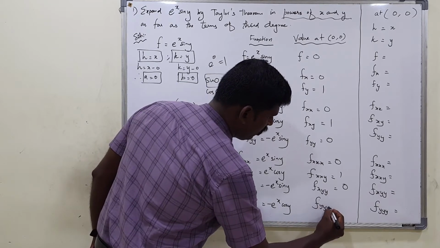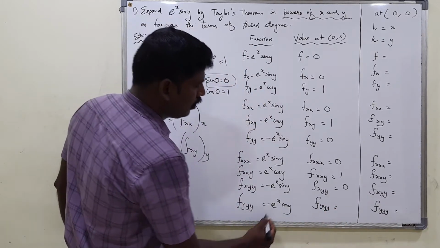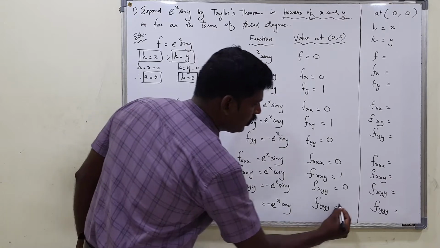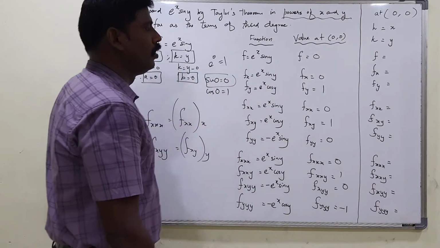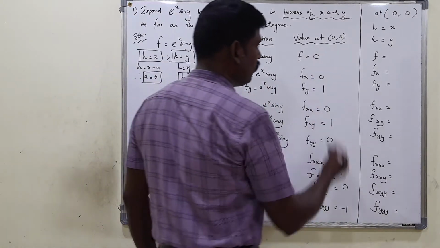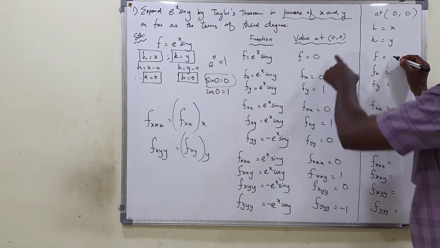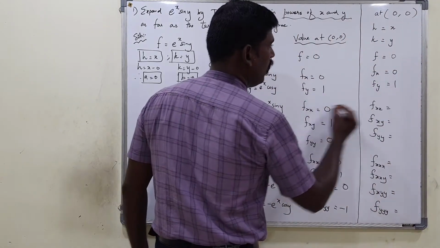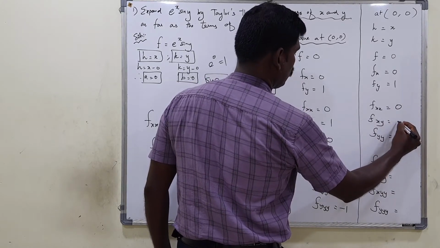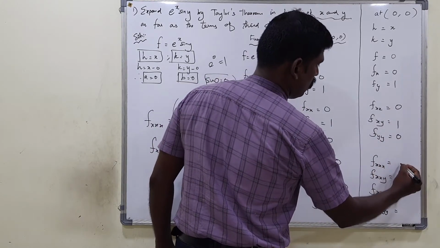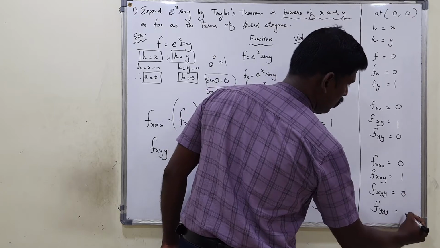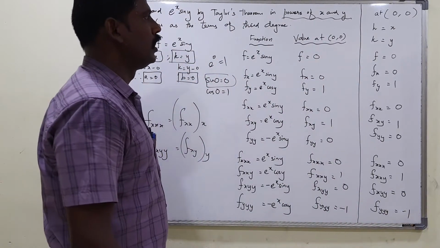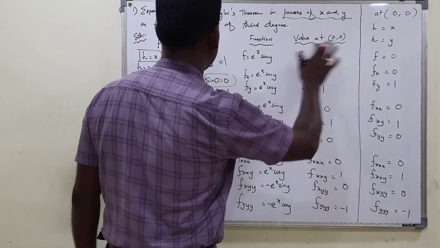What is f triple y? Minus into 1 into 1, isn't it? So minus 1. Right? So now I have found all these values. Can I write it here? So f is 0 and fx is 0, fy is 1 and f double x is 0, fxy is 1, and 0, 0, 1, 0 and minus 1. That's all. So I found all these values.